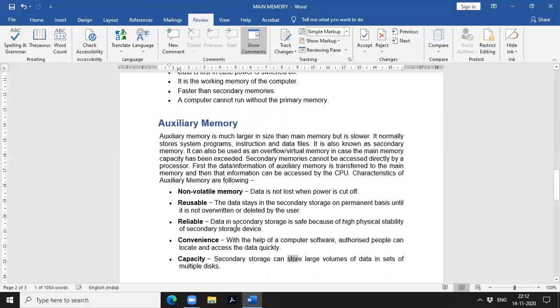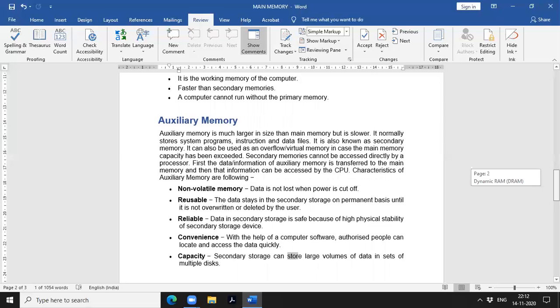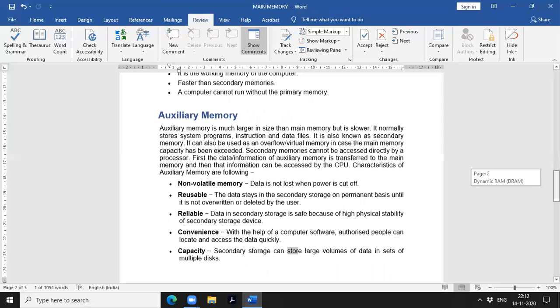Okay, reliable. Data in the secondary storage is safe because of the high physical stability of secondary storage devices. Okay, right. The capacity of secondary storage is large, holding large volumes of data in sets of multiple disks. Nowadays, our hard disk can contain up to 4 terabytes of data. 4 terabytes means 4,000 gigabytes, so we can store our data sets.